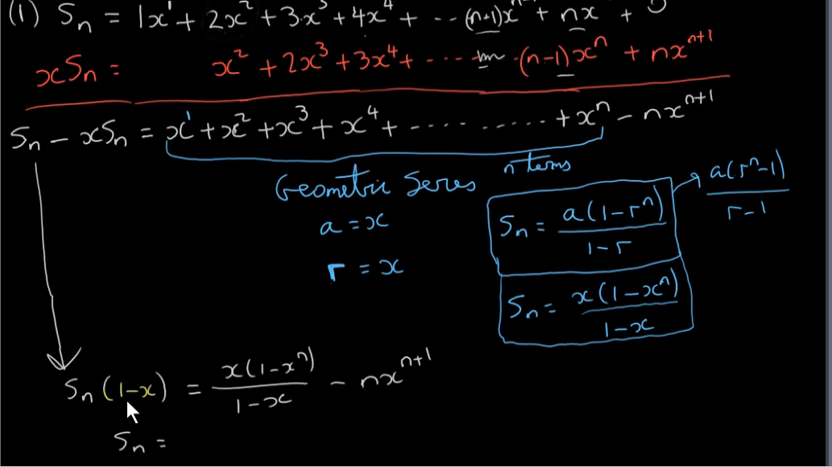So now at last we can get Sn of the series that we're interested in, this series here, x plus 2x squared plus 3x cubed, etc. We just divide across by 1 minus x. So if we divide this fraction by 1 minus x, what do we get? We get x times 1 minus x to the power of n divided by 1 minus x squared. So we just multiply the denominator by 1 minus x. It's like taking this fraction and multiplying by 1 over 1 minus x. So we get 1 minus x squared in the denominator. And then we divide this by 1 minus x.